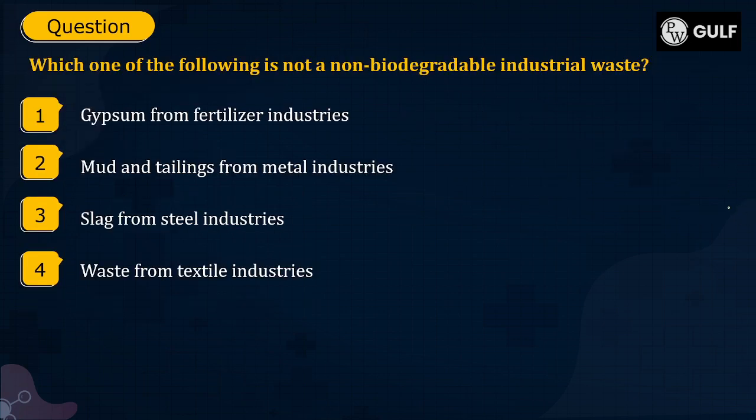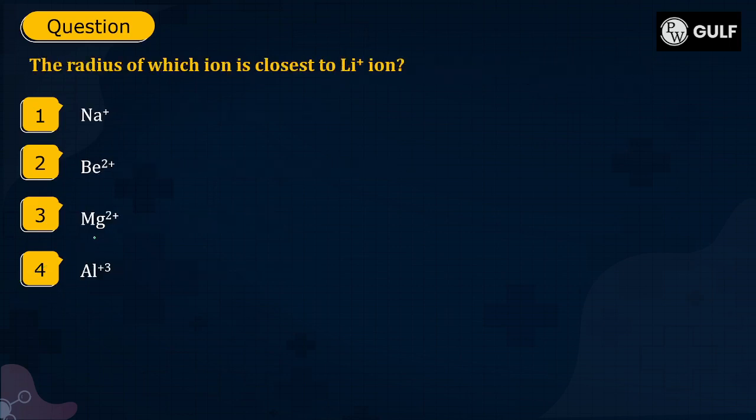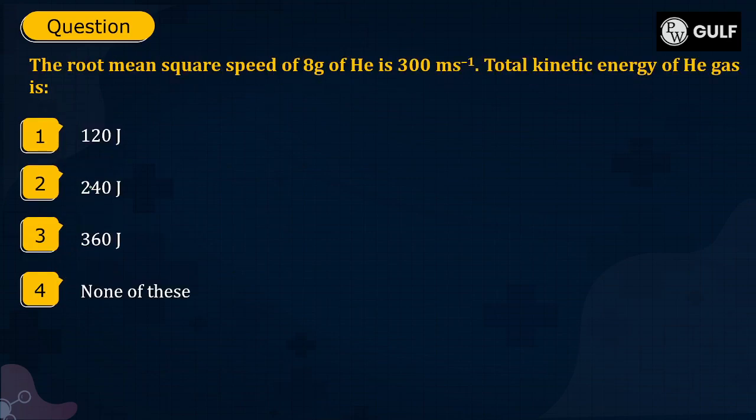Moving on to the next question. Which one of the following is not a non-biodegradable industrial waste? That is, which is a biodegradable? That is waste from textile industries. Moving on to the next question. The radius of which ion is closest to lithium beta? Magnesium is the answer. Direct questions now.